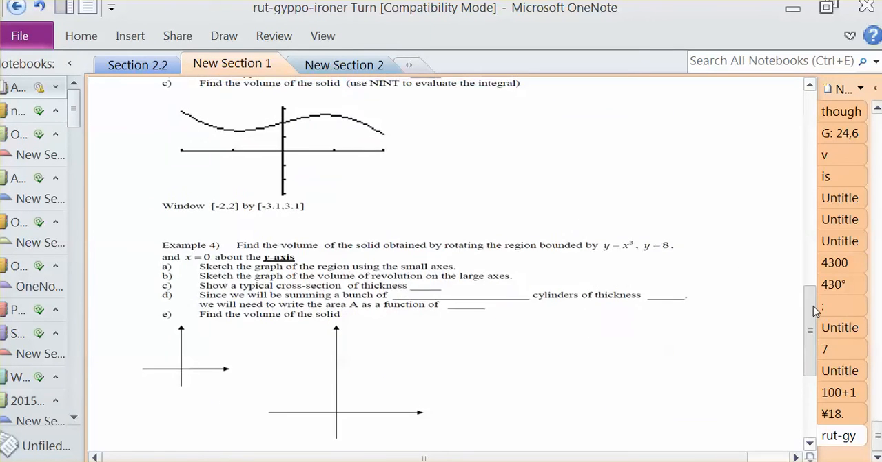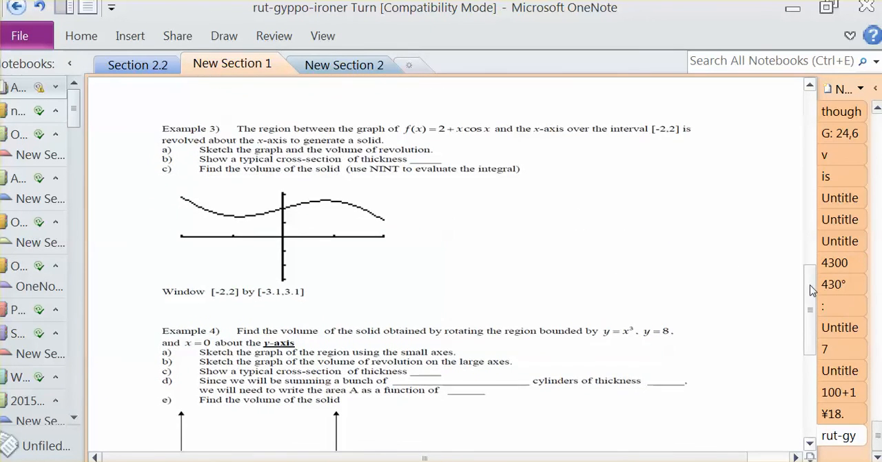Let's do a couple more examples, wrap up the video. So say, for example, the region between the graph f of x equals 2 plus x cos x and the x-axis on the interval -2 to 2 is revolved about the x-axis, which generates a solid. Okay, so here's -2, here's 2. It's almost like we're forming a little vase in a way.